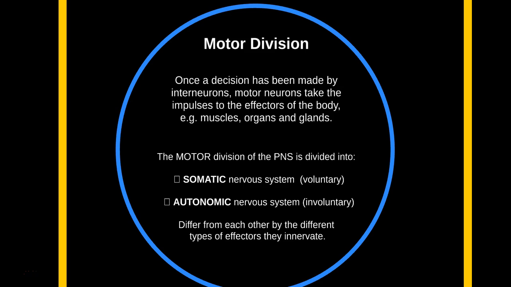The other side of the motor division is, of course, the voluntary decisions that you make, the things that you decide to do. And the somatic nervous system is responsible for voluntary movement. So mainly movement of skeletal muscle. That causes us to be able to write, type things, catch a ball, lift a weight, and all those kind of things that we mean to do.